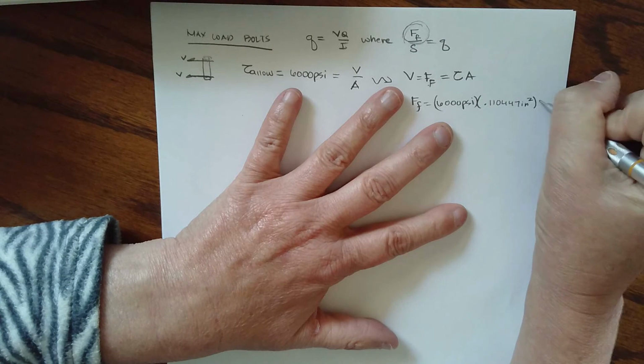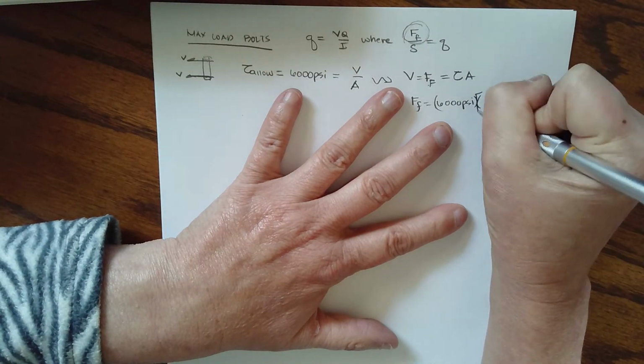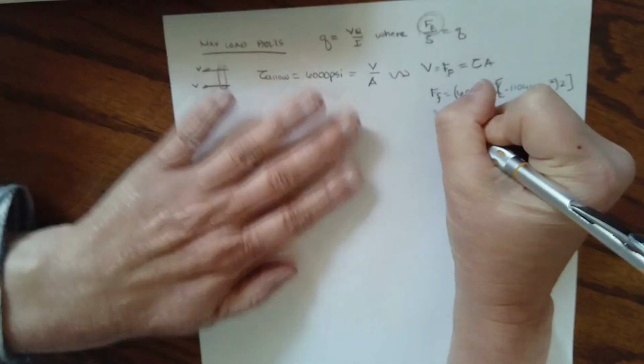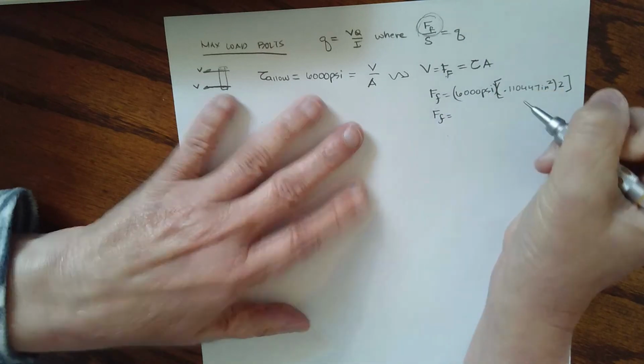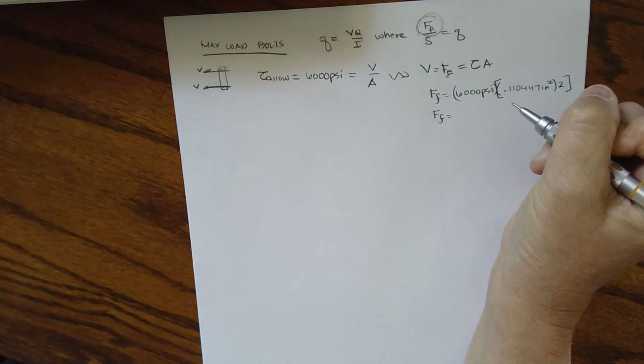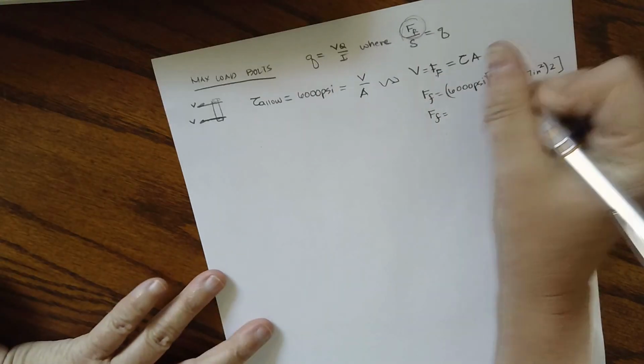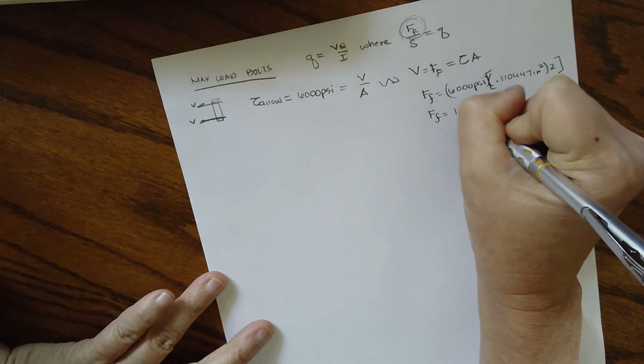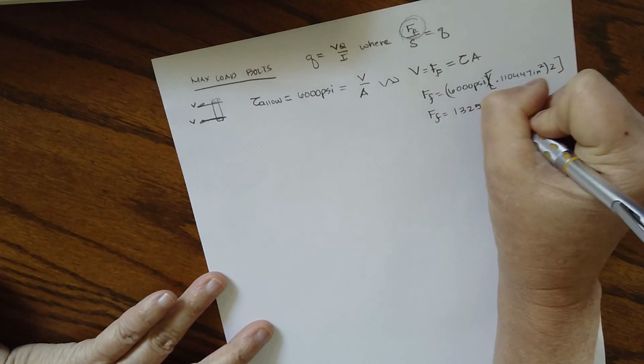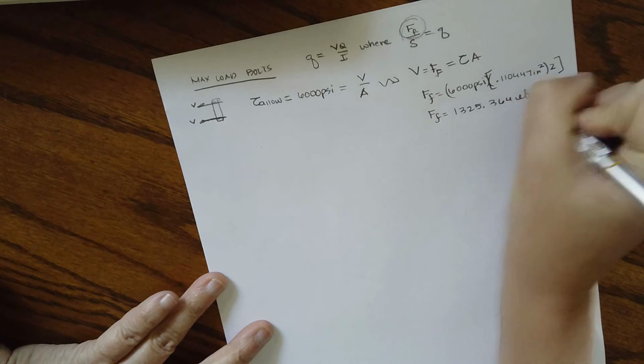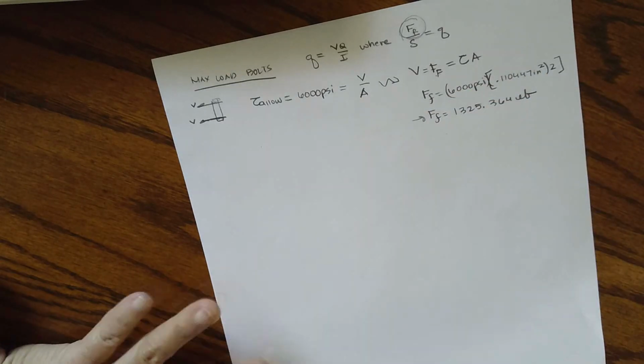And I need to remember that it is in 1-2 double shear. We've increased that capacity by increasing the shear planes. So when I come through here, I can find that the allowable force of a fastener is 1,325.364 pounds. So that is the force of one bolt.